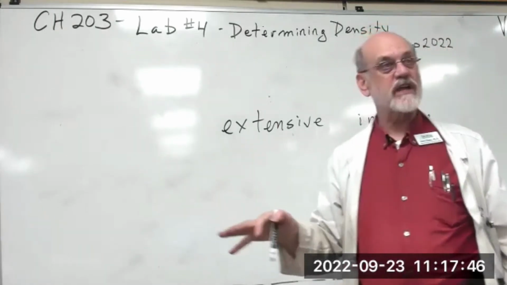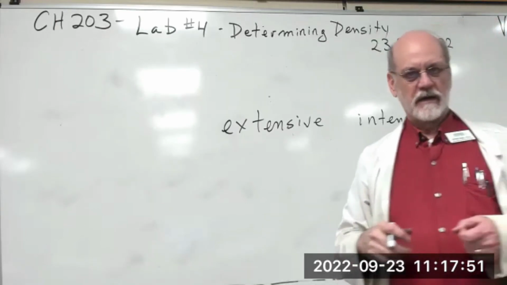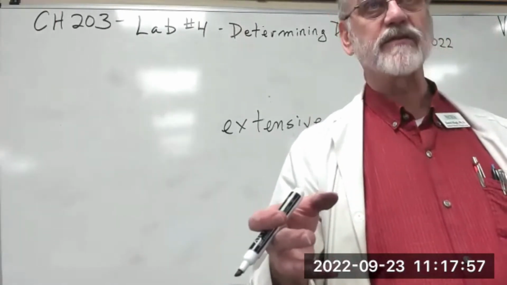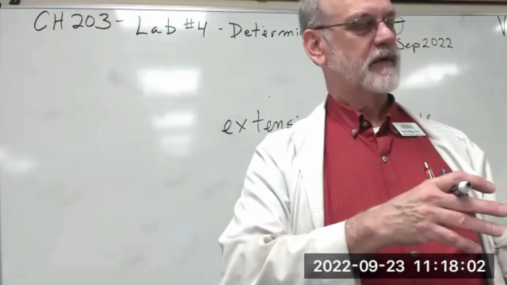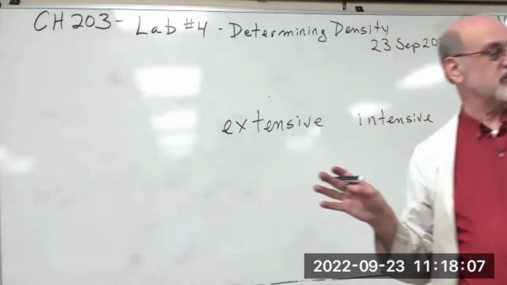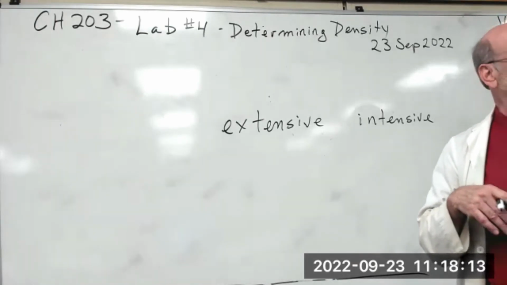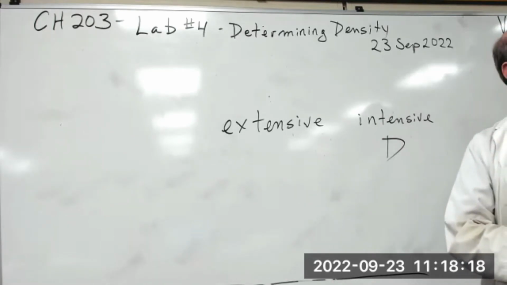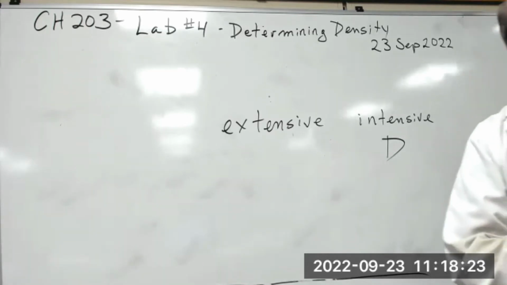An extensive property is one that changes with the amount of material you have. So if you have a bigger object and you put it on the balance, it's going to weigh more, right? More mass. So that mass changes with the amount of material. Volume changes with the amount of material. An intensive property doesn't change with the amount of material. So in our case, our intensive property is density. The density of a material does not change with the amount that you have, as long as it's uniform, right?